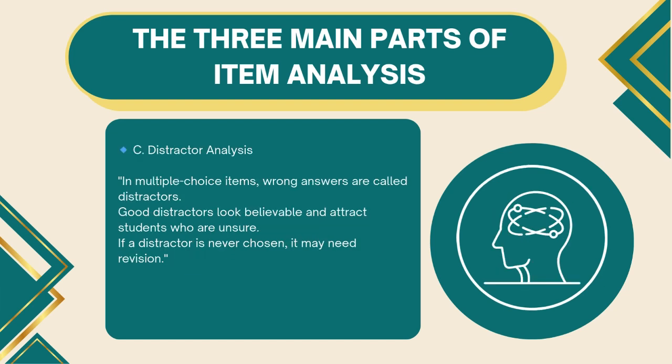The last is distractor analysis. In multiple choice questions, the wrong options are called distractors. Effective distractors are believable and attract students who are unsure of the correct answer. If a distractor is never chosen, it may need to be revised or replaced. Those are the three main parts of item analysis.